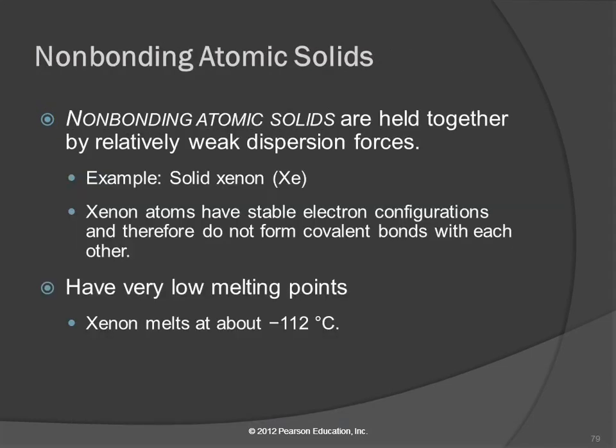Non-bonding atomic solids are held together by dispersion forces. An example is xenon. Xenon doesn't form covalent bonds with other xenon atoms because it's a noble gas. These have very low melting points. Xenon melts at minus 112. So you're not going to just run into any non-bonding atomic solids at room temperature.